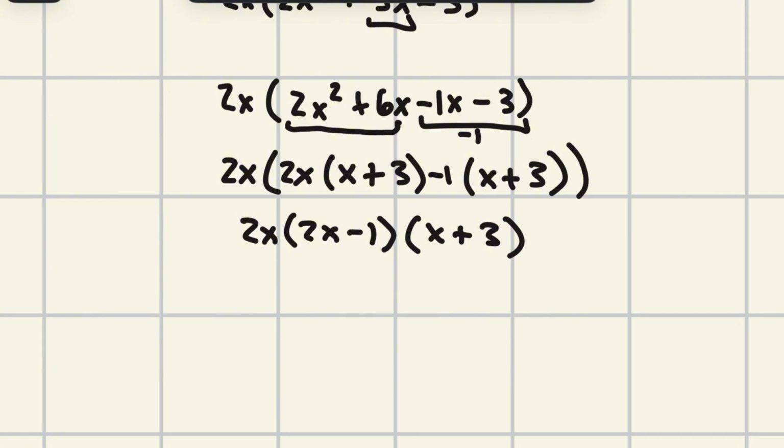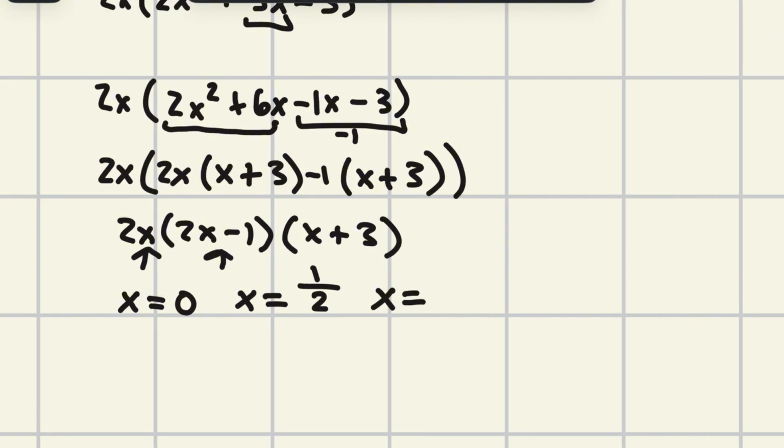So our final answer for our x value is x equals 0 for that, x equals positive 1 over 2 for this bracket, and finally x equals negative 3 for this bracket.